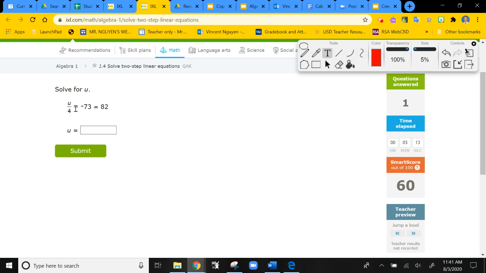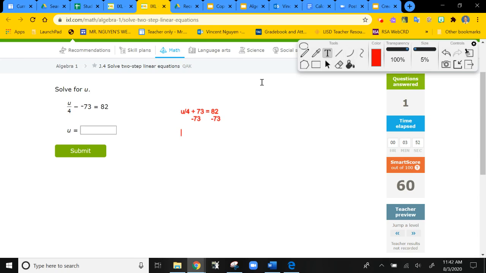Okay, so here we have a minus a negative. In math we see it that way, but we typically don't write it that way. It's actually plus 73. Minus a negative is subtracting the opposite, and subtracting the opposite is the same thing as adding. So equals 82. What I'm doing here is rewriting the equation. Now I'm going to follow the same steps as before. I'm going to take away the 73 from both sides.